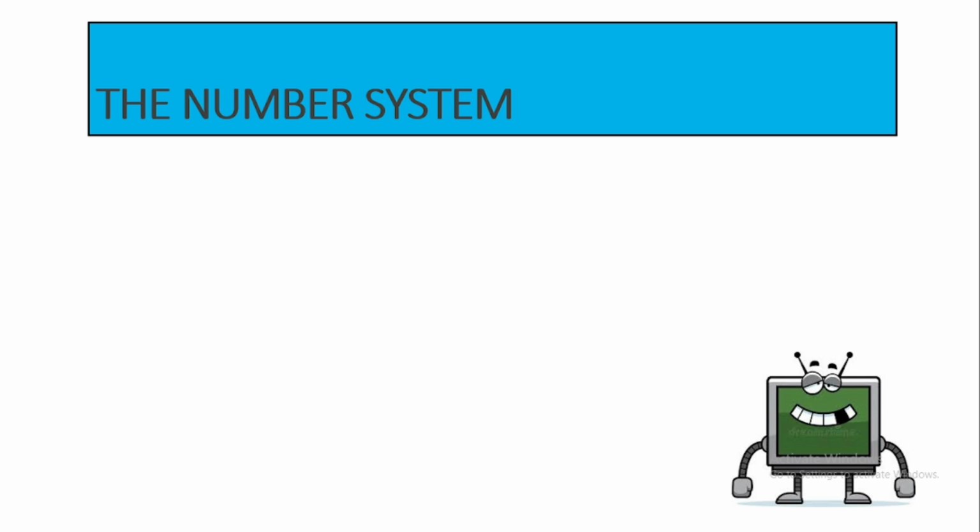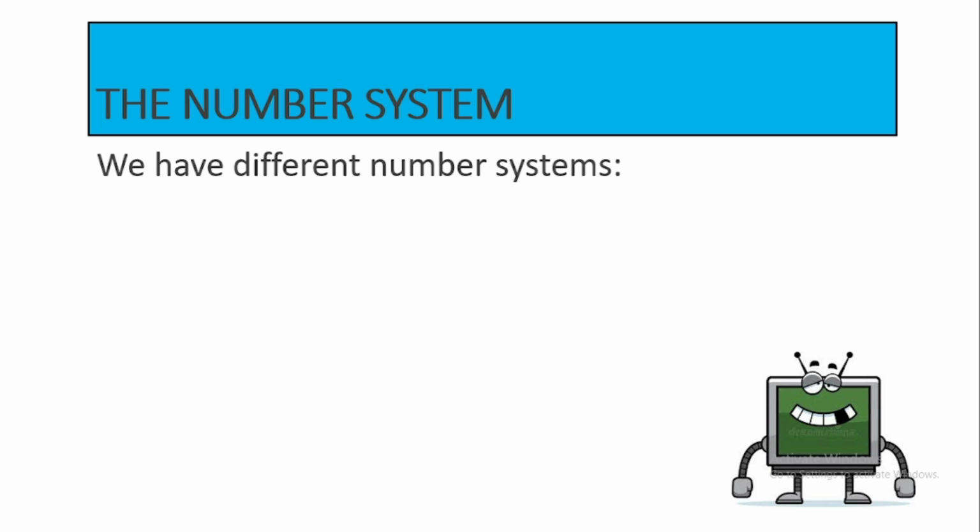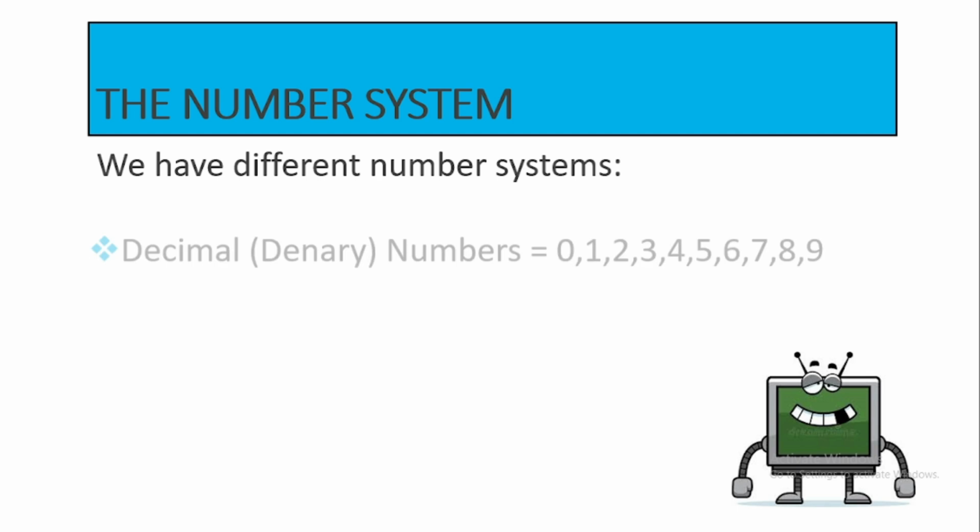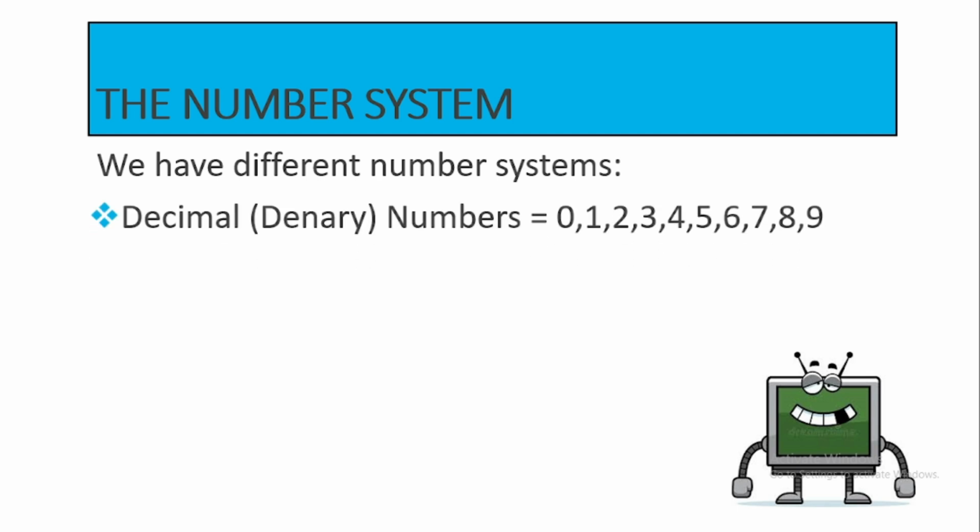So I made mention of number systems. Yes, I said that binary is a number system which is made up of zeros and ones. Actually, we have different number systems, and I want us to take a few minutes to look at some of these number systems.